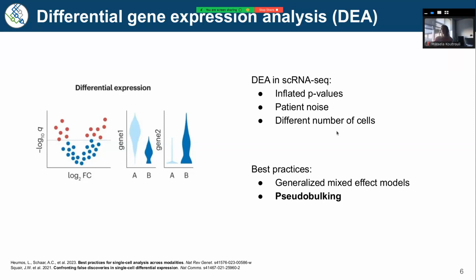So as Lucas and Anna described in the recent review, best practices for single cell analysis across modalities, there are two approaches to mitigate this, and one is to use generalized mixed effect models. But another, much simpler approach is to just do pseudobulking of your data.